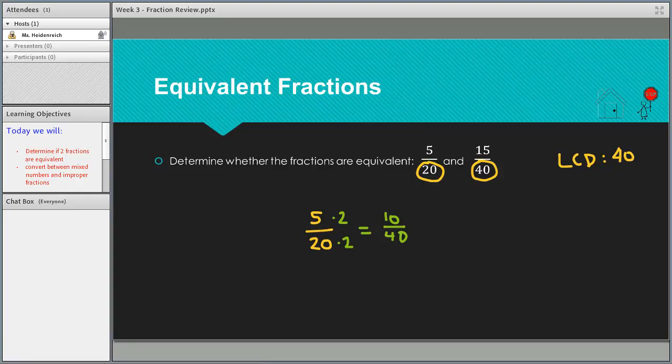And then we compare that to the other fraction, 15 over 40, which is not the same as 10 over 40. So the answer to this question, are the two fractions equivalent, is no, they're not equivalent. If we had gotten the same answer for both, once we either got a common denominator or reduced the fractions to lowest terms, then they could have been equivalent, but these are not equivalent.